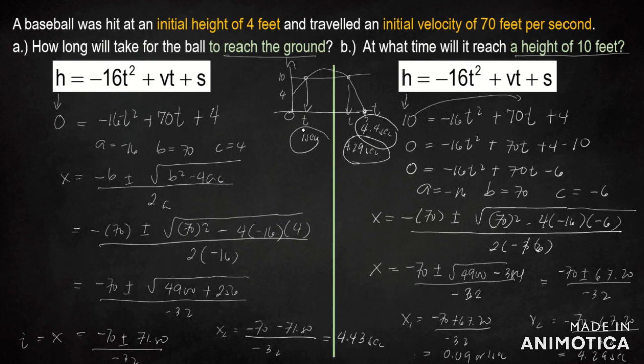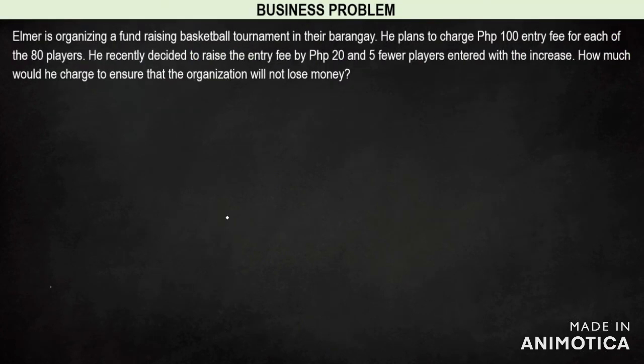Inabot niya na ang height ng 10 feet after 1 second and then nag 10 feet ulit after ng 4.29 seconds. For the business problem we have here, Elmer is organizing a fundraising basketball tournament in their barangay. He plans to charge 100 pesos entry fee for each of the 80 players. He recently decided to raise the entry fee by 20 pesos and 5 fewer players entered with the increase. Ano ibig sabihin nito? Ibig sabihin, kada increase ng 20 pesos, 5 ang hindi magpapa-register or hindi mag-join.